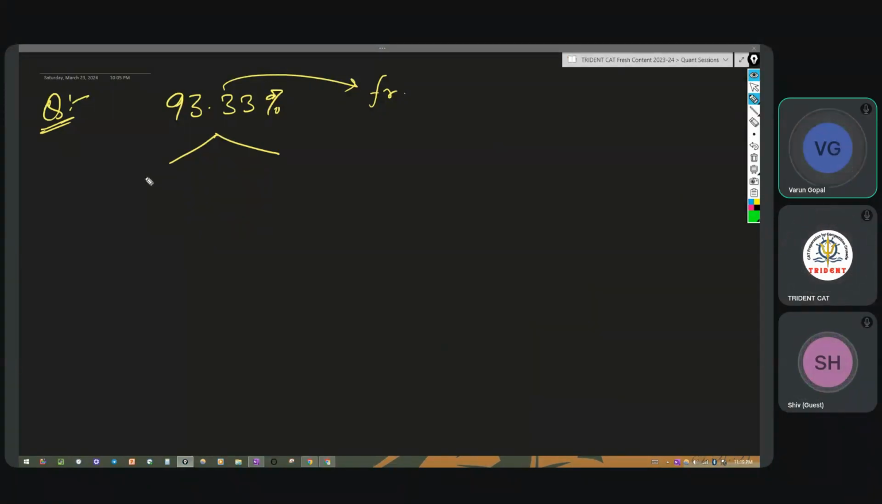14 by 15. You will get the answer, I don't have any doubt. But the idea that should strike your mind is, anytime you see a number like this, you should ask yourself, how much should I subtract from 100? So is it not 6.66%? I am more interested in knowing these numbers rather than the actual answer.